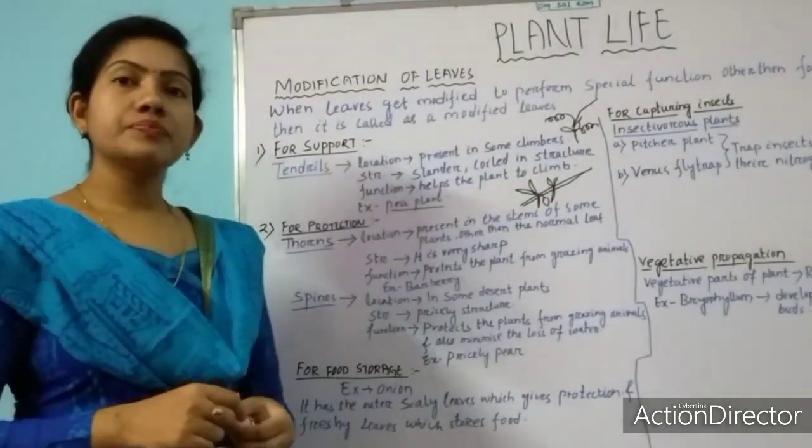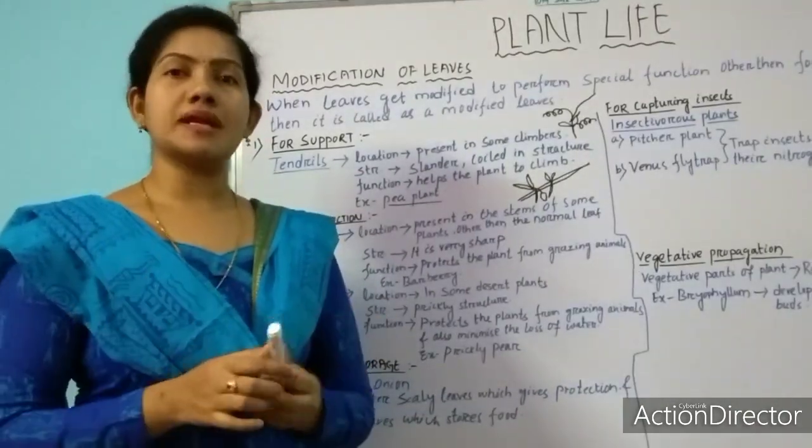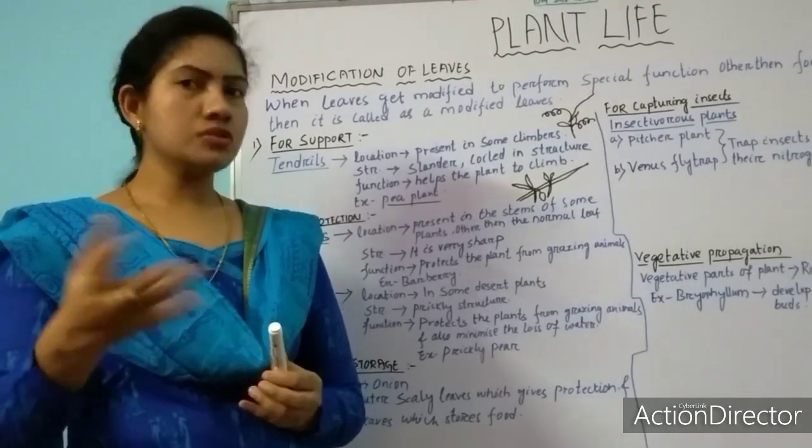Second one, spines. For the location I have written that it is present in some desert plants. You can also take an example of aloe vera.